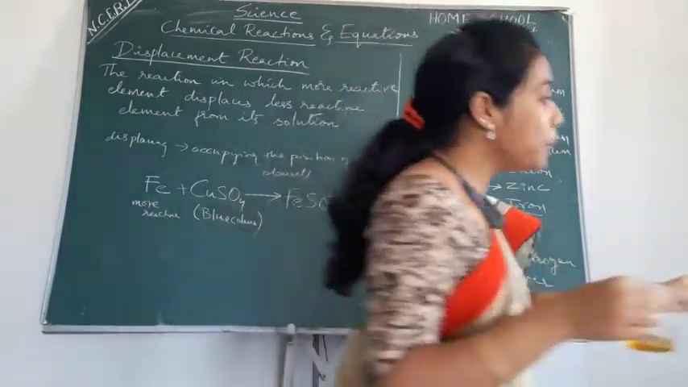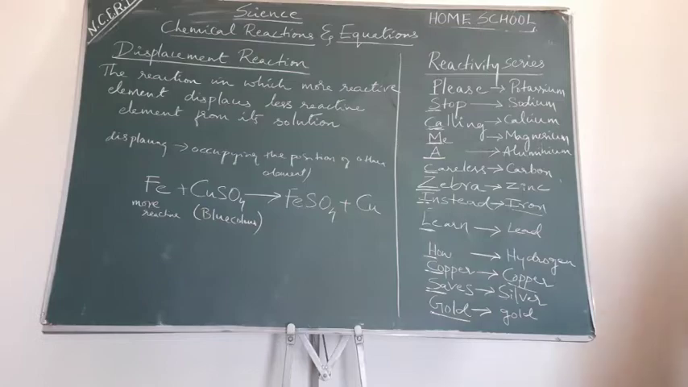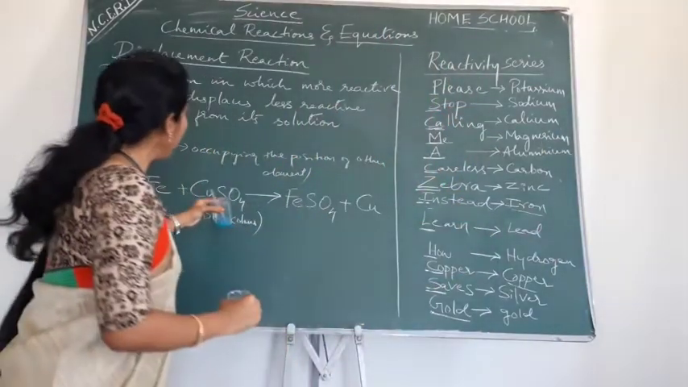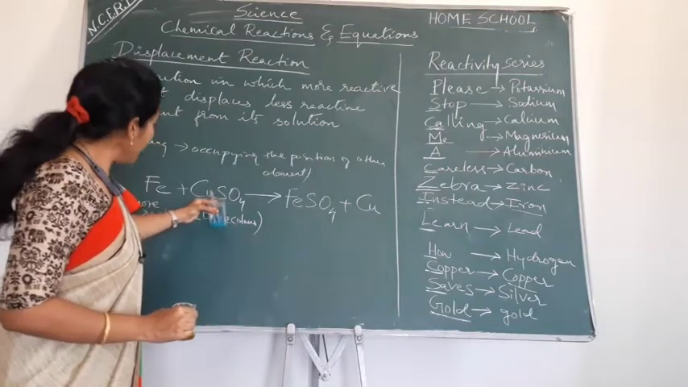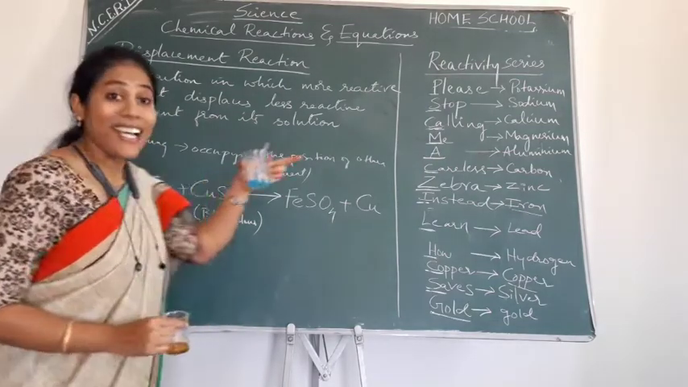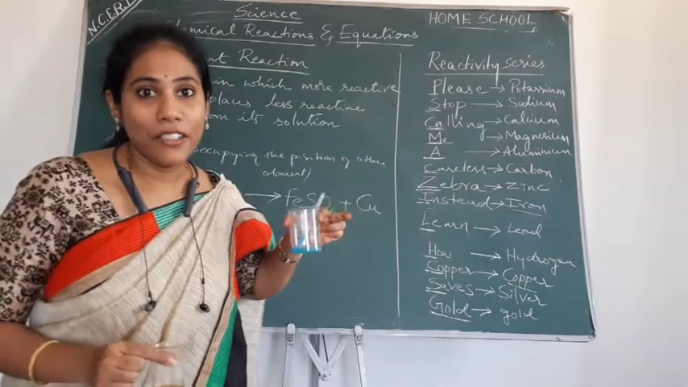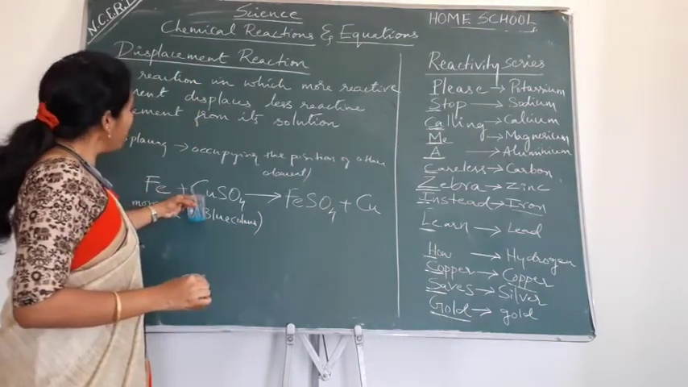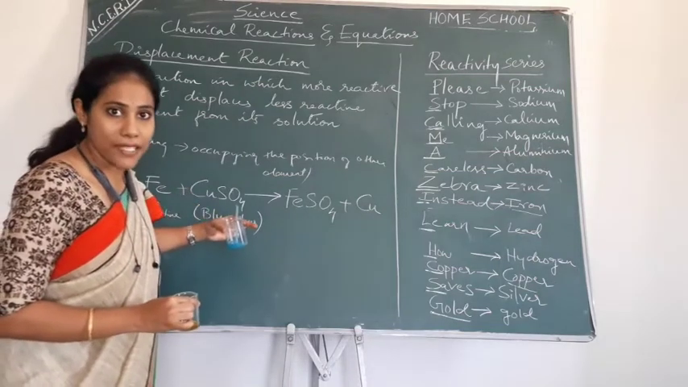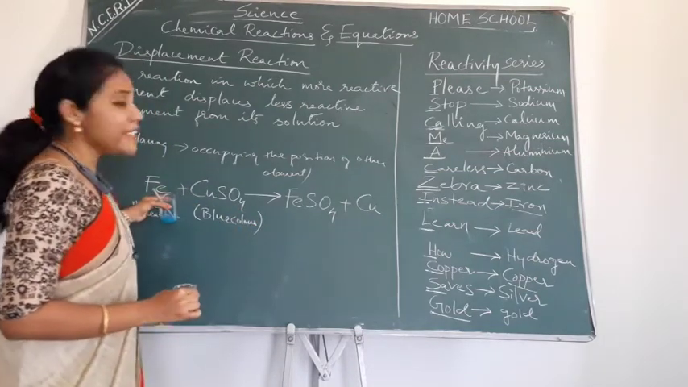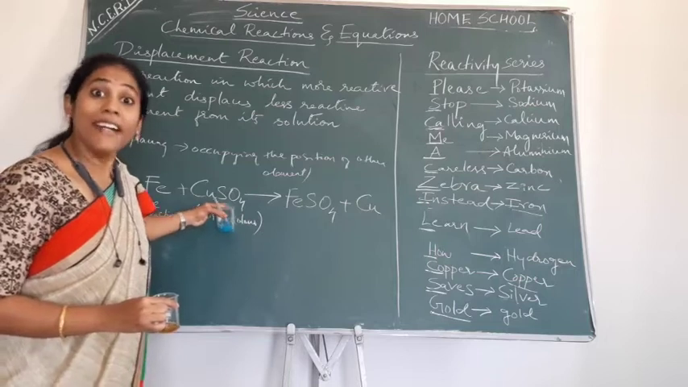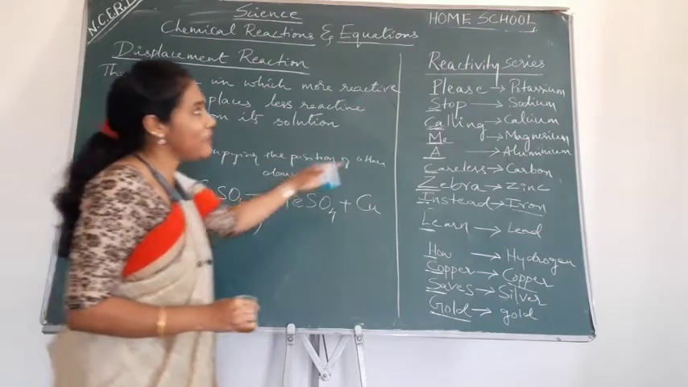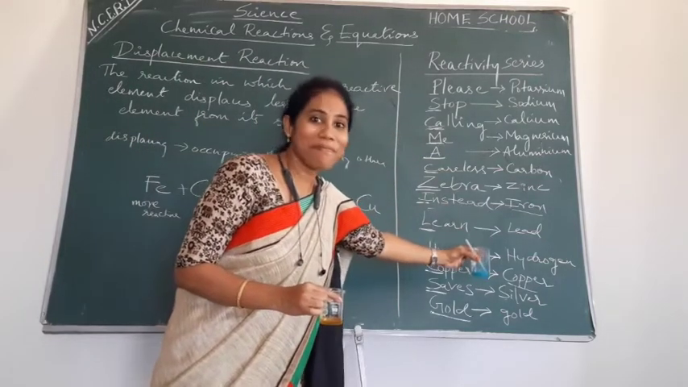That blue color solution, see, this blue color solution is there. This is our copper sulfate, and to this copper sulfate, what have I added? Iron nails I have added. So how did the reaction happen? This iron removed copper from its place. Why? Because this guy is more powerful than this. And how do you come to know that this iron is more powerful than this? By the reactivity series. Clear?